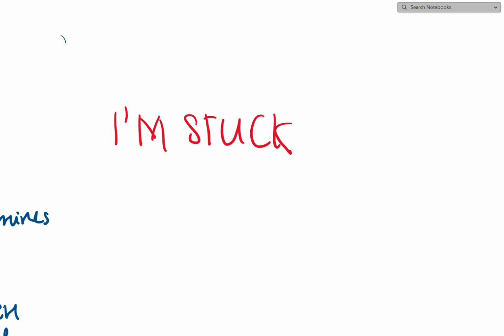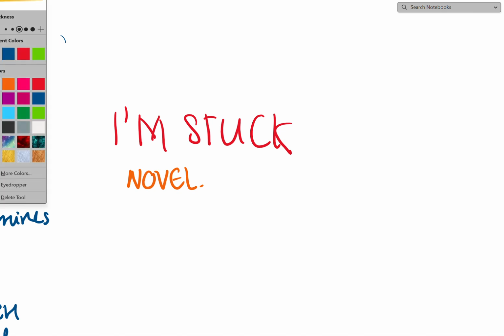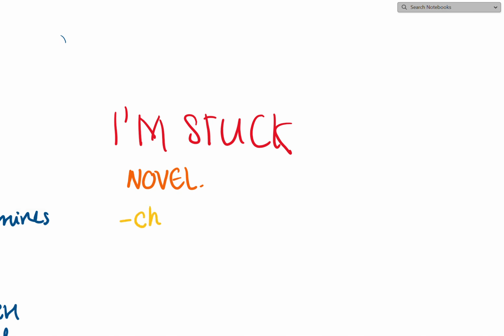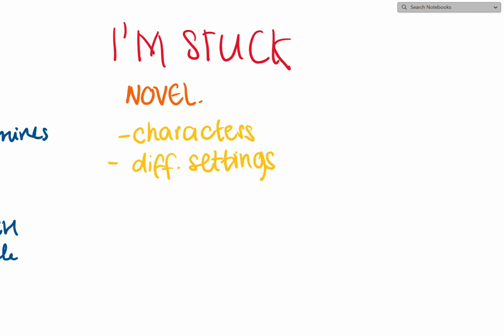In a novel, you could talk about different characters. So if I was talking about Gatsby, I could talk about Daisy, I could talk about Myrtle, I could talk about Tom, right? I could talk about different settings. That's a really good one to do. That one you could talk about the East Egg, the West Egg, the Valley of the Ashes. In terms of Gatsby, I'm just contextualizing this for you.